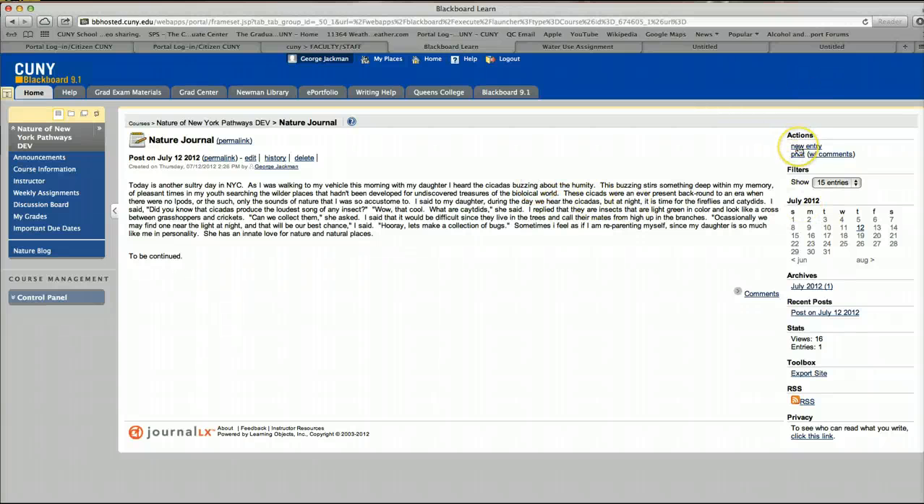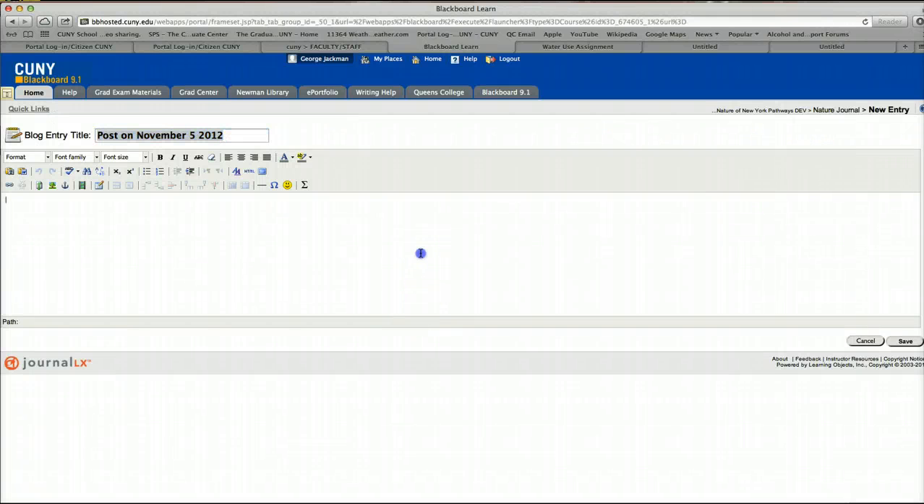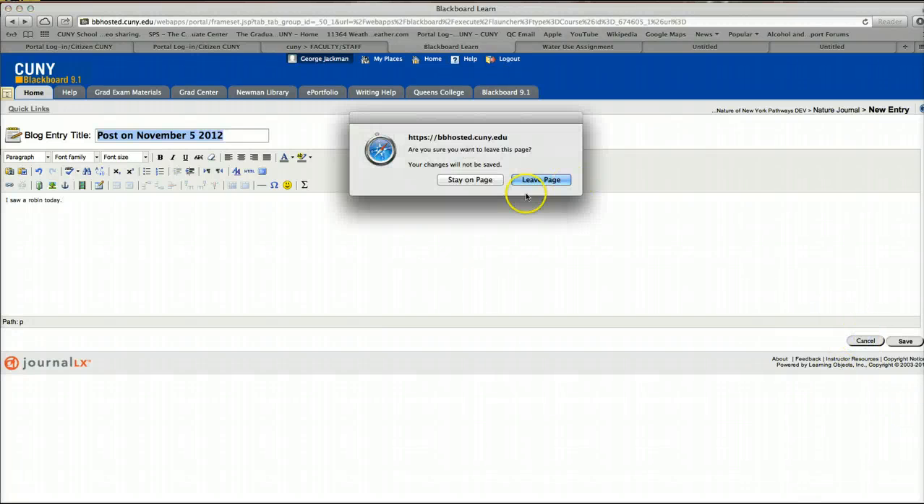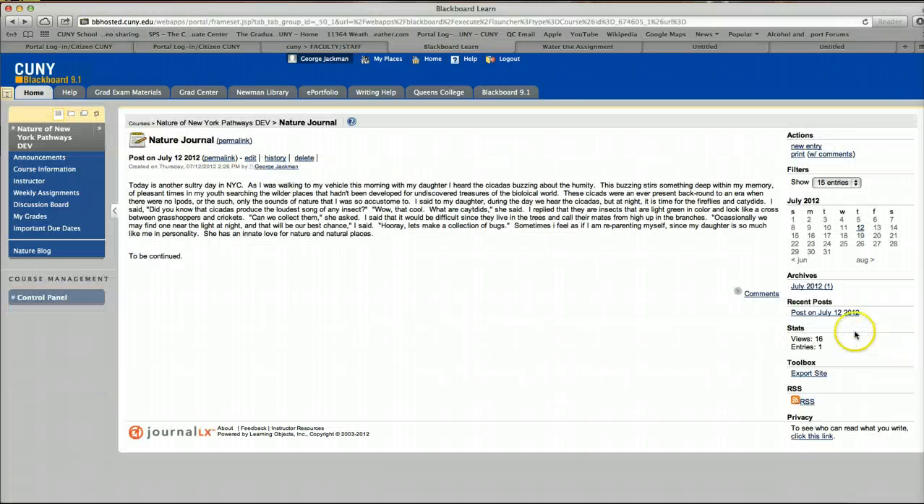So let's just say you saw a robin. You would just click a new entry. I saw a robin today. Bang. But I'm not going to keep that. Leave page. And so there, I highly recommend that you get involved in the Nature Journal. This could add at least 5 points extra credit to your grade at the end of the semester. But it also forces you to become aware and try to identify some of the animals out there.